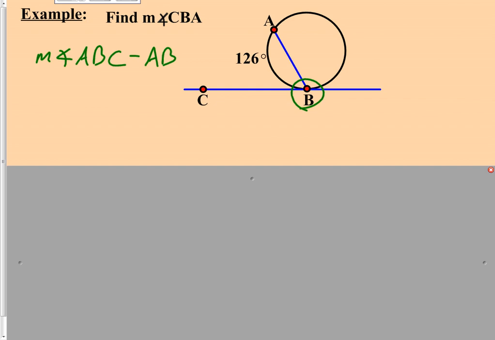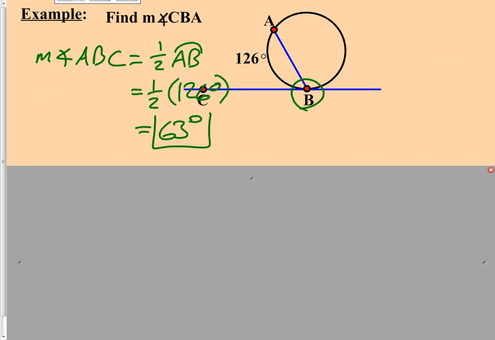My program messed up on me a little bit right there. So all we have to do is plug in the information that we need. Angle CBA, that's what we're hunting for, and it should equal half of the arc caught between the secant and the chord, which is the 126 degrees. Half of 126 degrees is 63 degrees. There you go. It's really that simple. Very simple rule. It's just a matter of identifying it when you see it in the problem.